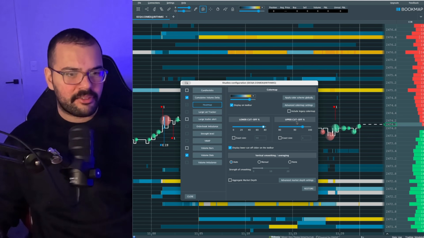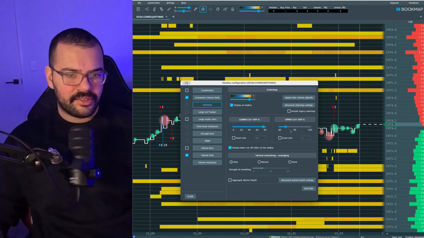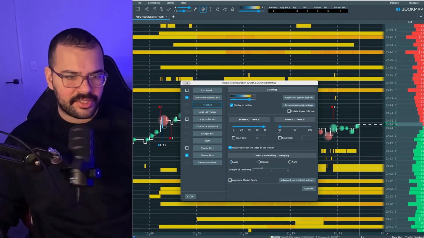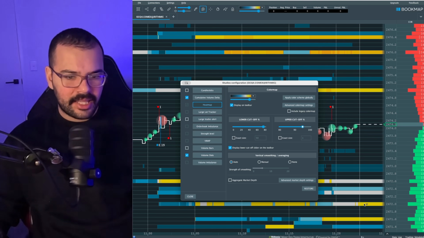And then the upper cutoff percent, I've got that set at around 95%. And watch as it changes there. It shows the higher liquidity at different shadings. If you have it down at 80, it's going to mark everything as super high liquidity. If you have it at around 95%, then it's going to differentiate between reasonable levels of liquidity, and then the yellow is the larger levels.